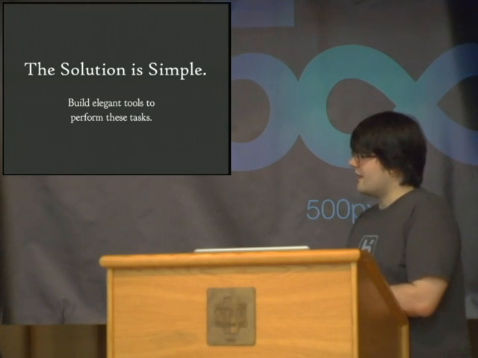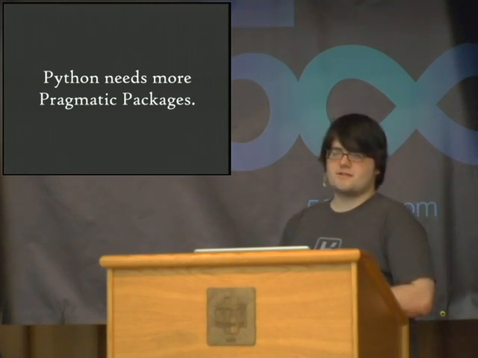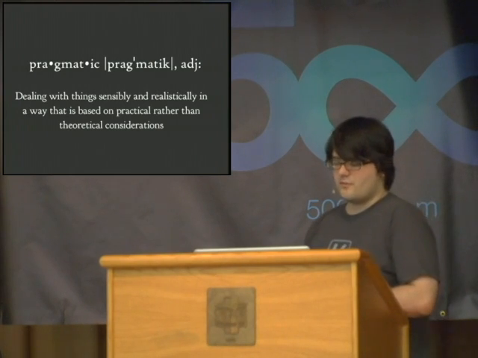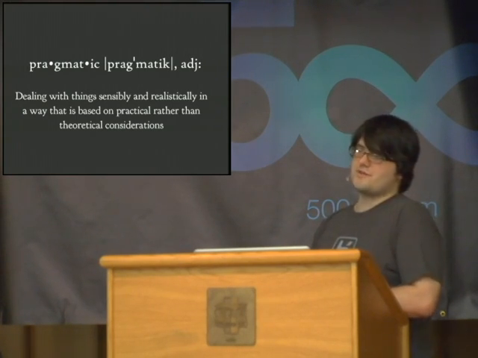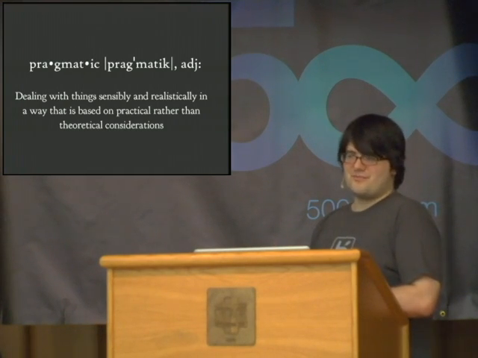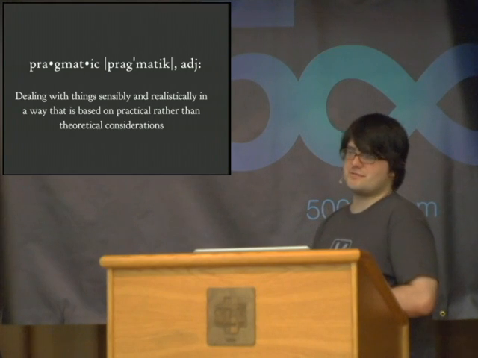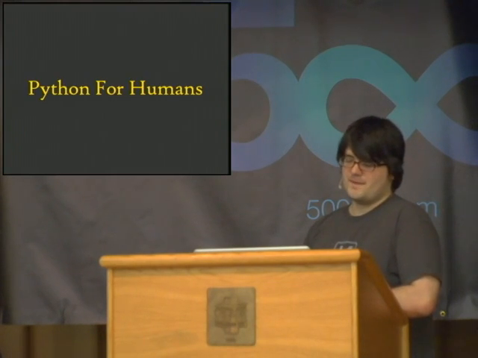So I think the solution to a problem like this is pretty simple. We really need to build elegant tools to perform tasks like these. I like to call those pragmatic packages, and I think Python really needs a lot more of these. Pragmatic means dealing with things sensibly and realistically, in a way that is based on practical rather than theoretical considerations. If you look at the urllib2 code base and all of these different handlers and authentication systems and openers, and default realm, password manager realm things, essentially what they're trying to do is fit every theoretical use case possible. By doing so, they're taking away from the experience of the 95% of people who are going to be using it to actually get work done. That's where the line needs to be drawn. So I like to call these pragmatic packages Python for humans.